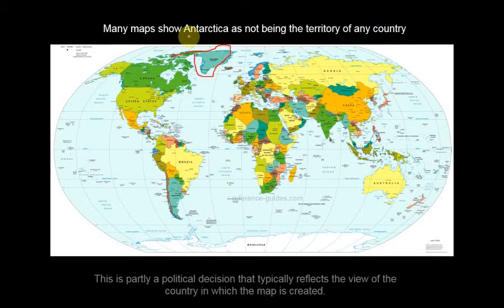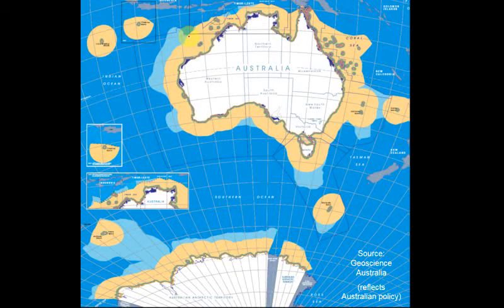So a map like this is actually a political statement. Antarctica has a number of claims. Most countries don't recognise those claims though. So if you see, this is again a political statement. This is a map produced by the Australian government, Geoscience Australia, and it reflects Australia's claims of sovereignty.